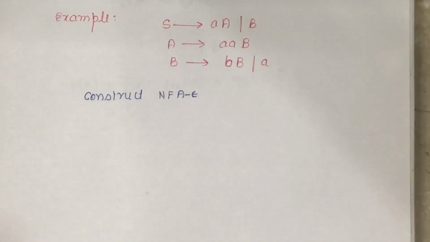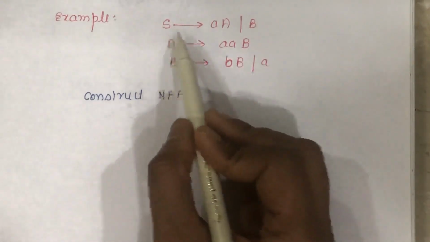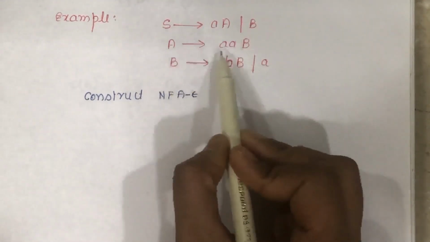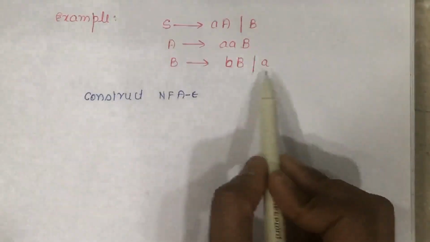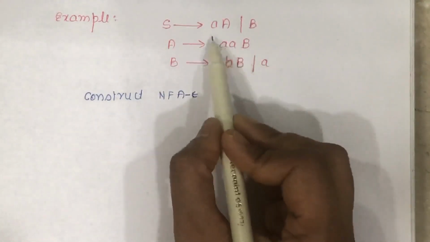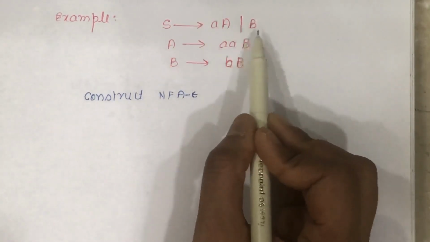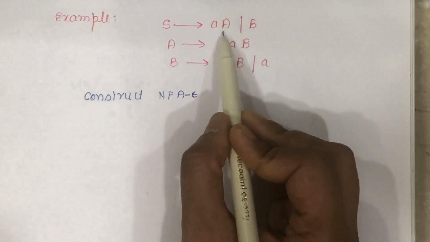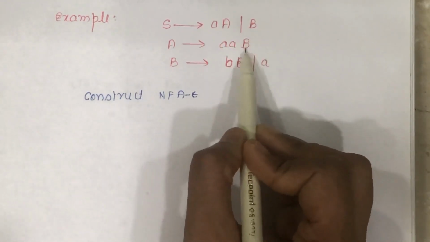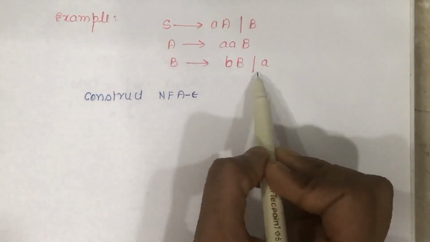Now we'll discuss one example related to the proof. Here there is a grammar S to AAB, A to AAB, B to BBA. On left hand side there is only one non-terminal, and in every alternate on right hand side there is at most one non-terminal, and in every alternate it is situated at rightmost position. So the given grammar is right linear grammar.